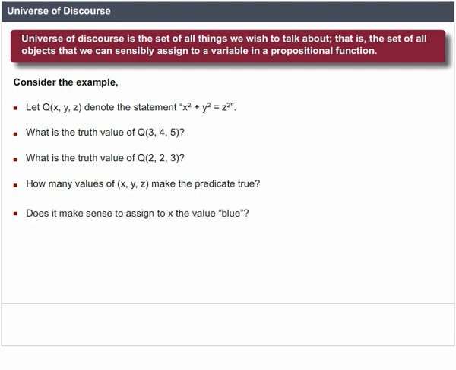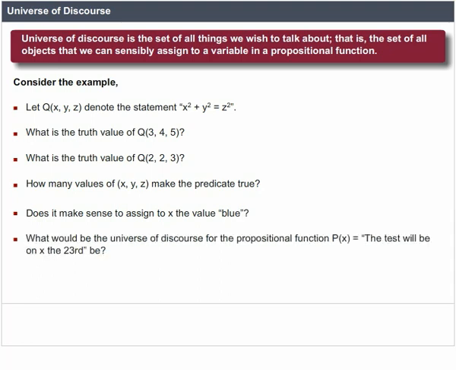Does it make sense to assign to x the value blue? What would be the universe of discourse for the propositional function P(x) equal to the statement? Moreover, each variable in an n-tuple may have a different universe of discourse.